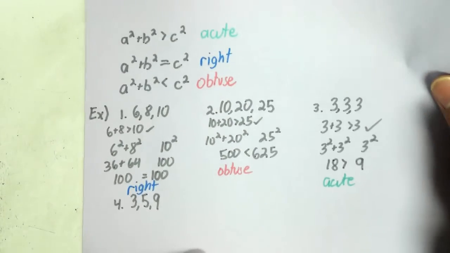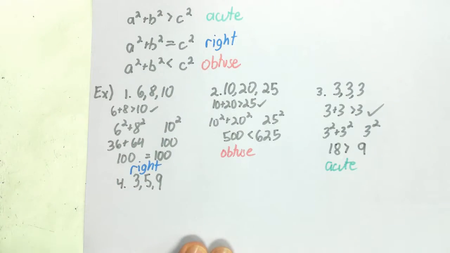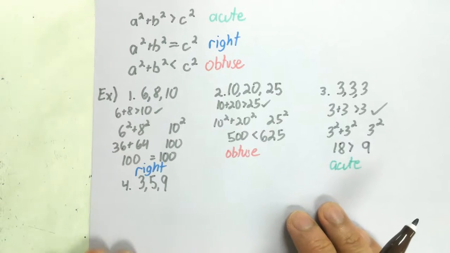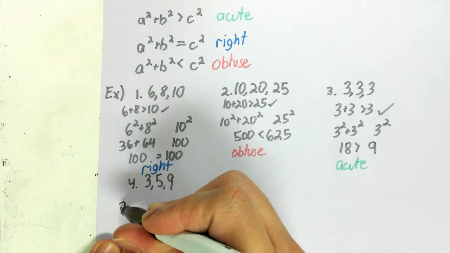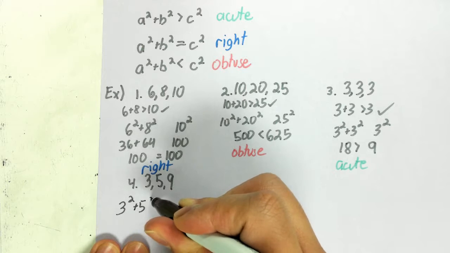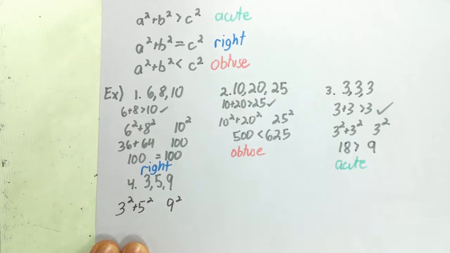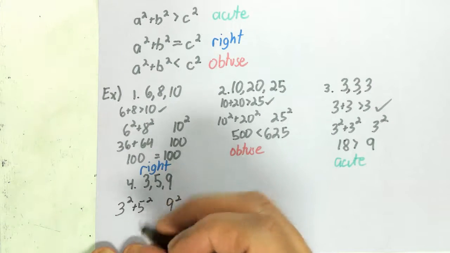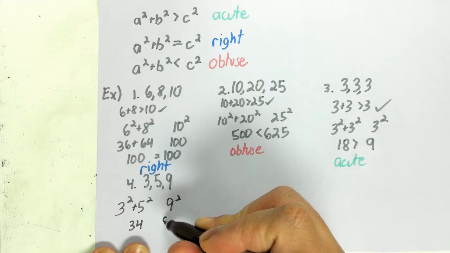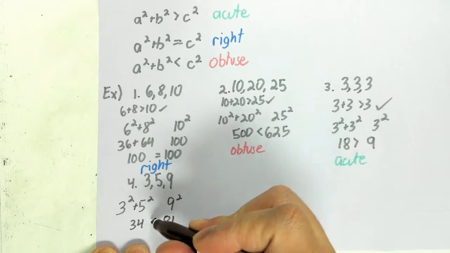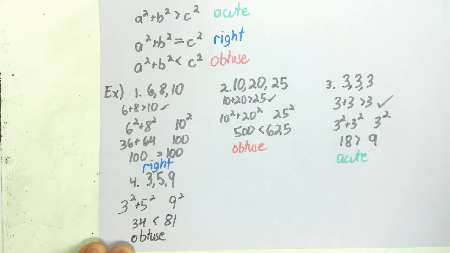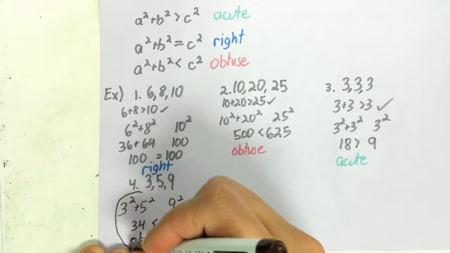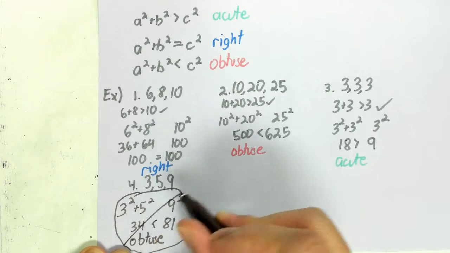And last example, 3, 5, and 9. And here's why checking is so important. Many times I see students jumping straight into this. They identify 9 as c, so they go and check 3 squared plus 5 squared, comparing with 9 squared. We have 9 plus 25, which gets me 34, comparing with 81. They see 81 is bigger, and therefore conclude this is obtuse. This right here is wrong.